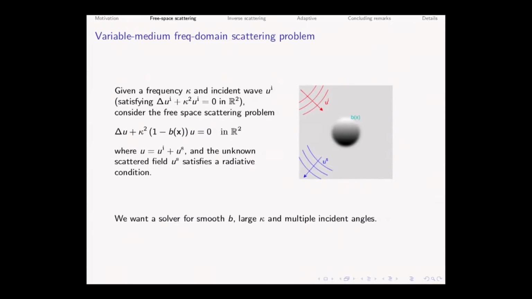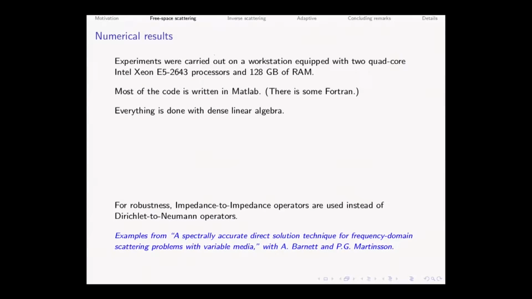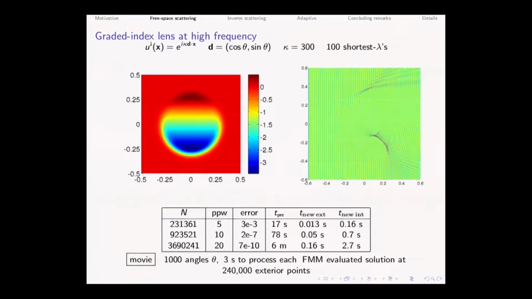And we've built a solver for smooth B, large high frequencies, and multiple right-hand sides. And so these were run on a modest desktop computer written in MATLAB, so there's no parallelism. And then there's a little caveat that I used impedance to impedance operators and not Dirichlet-Neumann operators, but it's more fun with the linear algebra. So here is the first experiment I'll show you solutions to with variable media. This is the function b, and this is the plot of the total field. And we're recovering that to 9 digits of accuracy.